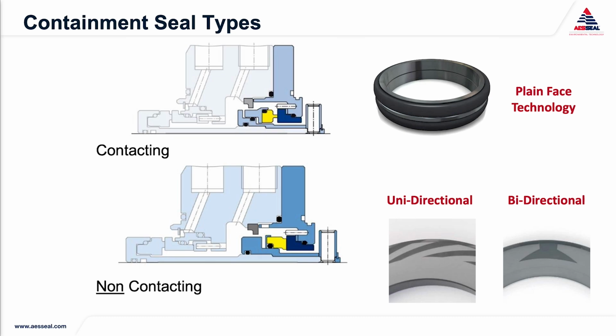The design should have very low levels of leakage in both normal dry running and when the primary seal has failed and the containment seal is containing a wet process fluid. The non-contacting type, by contrast, has in theory no seal face wear or heat generation.